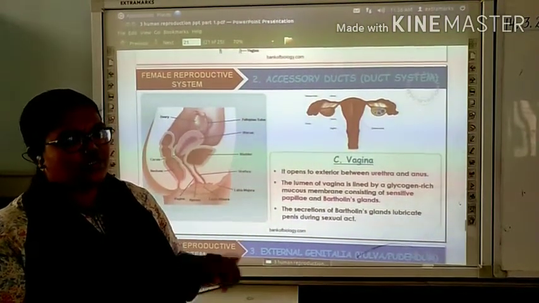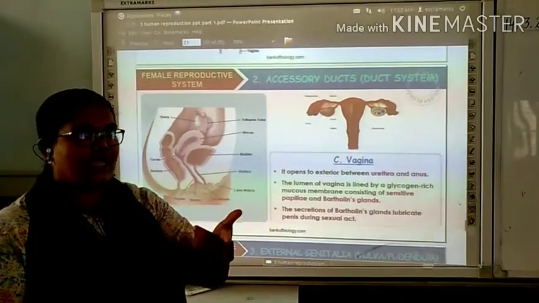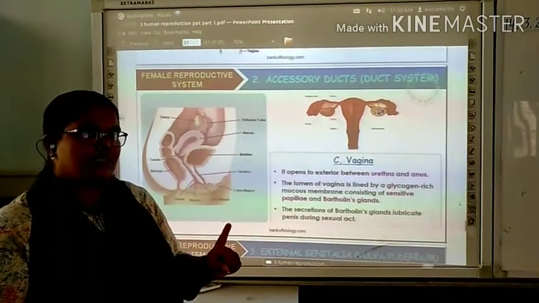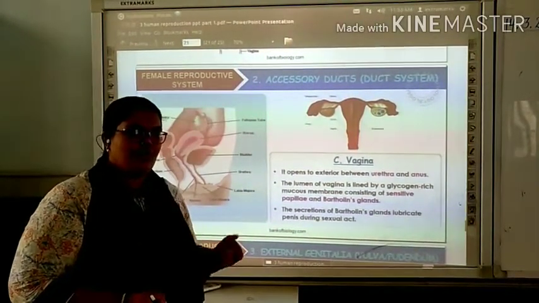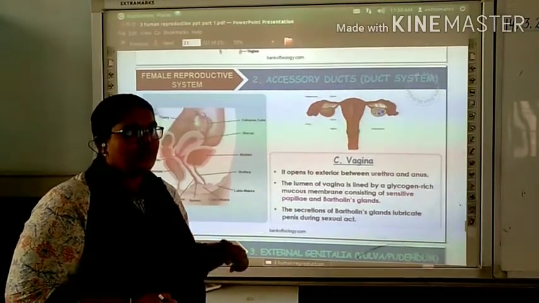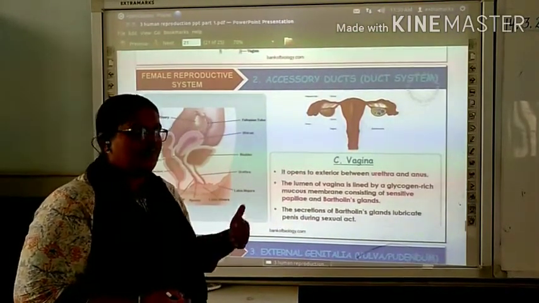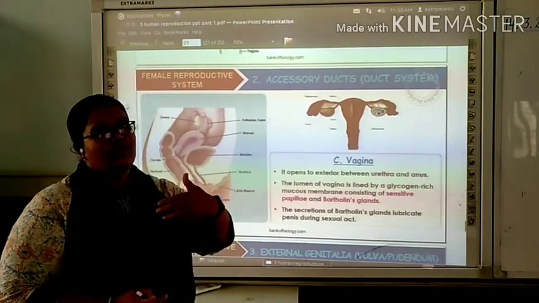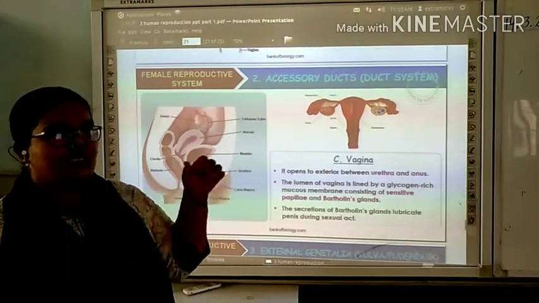For ejaculation, in male there is a common passage for the semen and urine, but here it's not for the ovum. The ovum will not come outside, right? So we can say that at the time of menstruation, blood comes out through the vagina, but at the time of copulation, the penis will eject the semen into the vagina.